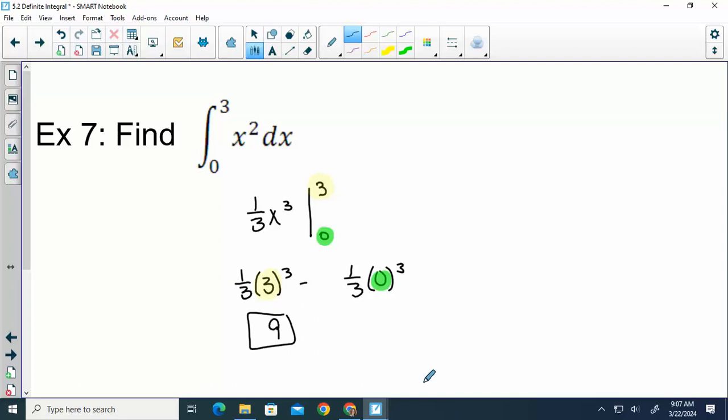Is it possible to have a negative answer on these? Yes, absolutely. It just means it's below the axis. All right, what about this one?